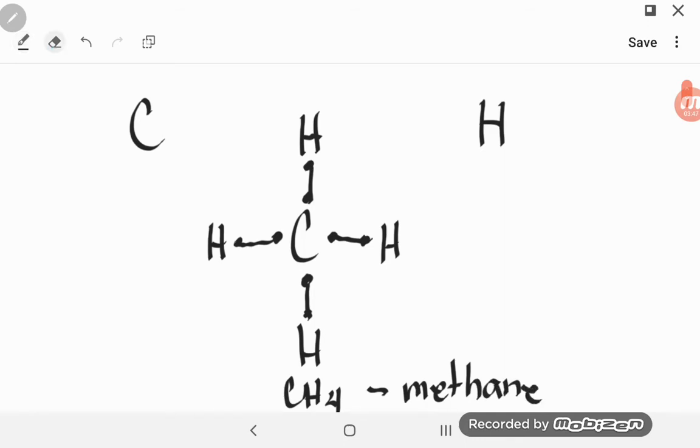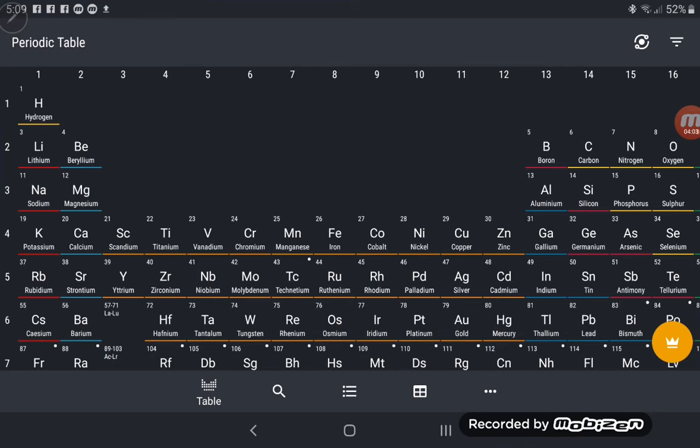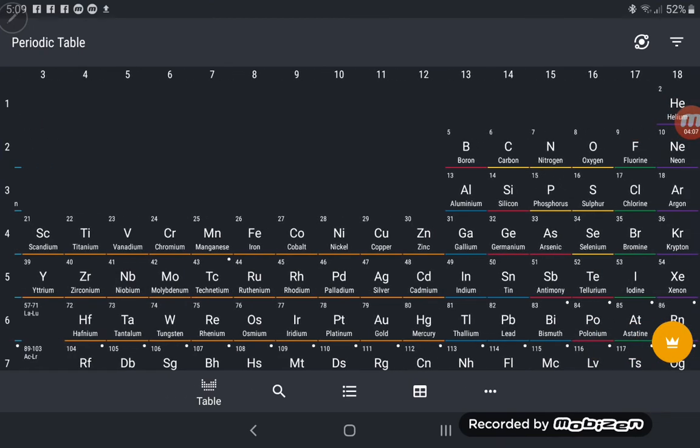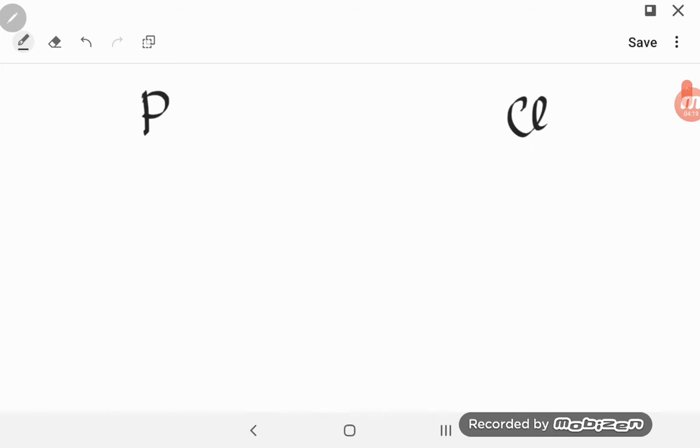Let's have the third example. The third example is phosphorus and chlorine. Let us see from the periodic table of elements the valence electrons for phosphorus and chlorine. Phosphorus belongs to group 5, so that means it has 5 valence electrons, while chlorine has 7 valence electrons. So let us now write the valence electrons, the Lewis dot notation for phosphorus. We have 1, 2, 3, 4, 5. And then for chlorine, we have 7. 1, 2, 3, 4, 5, 6, 7.